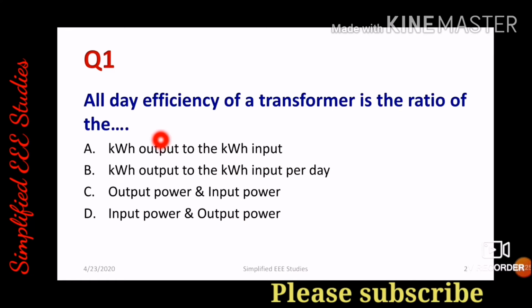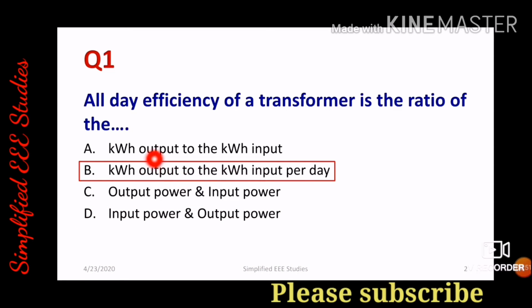First and foremost, all day efficiency of a transformer is the ratio of the dash. The first option is kilowatt hour output to the kilowatt hour input. Second option is kilowatt hour output to the kilowatt hour input per day. Third option is output power and input power. And the last option is input power and the output power. Among these, which would be the right answer? Option B is the right answer.